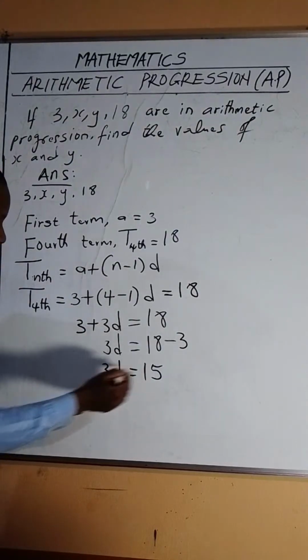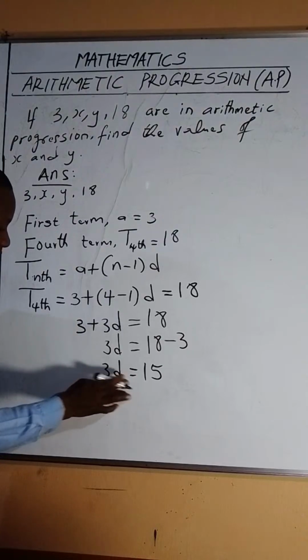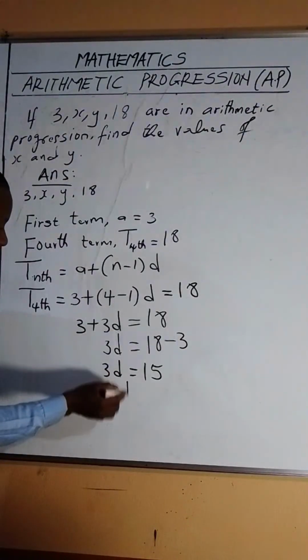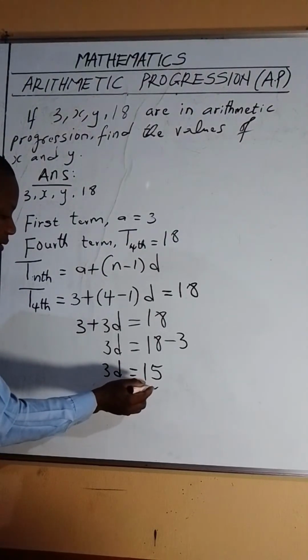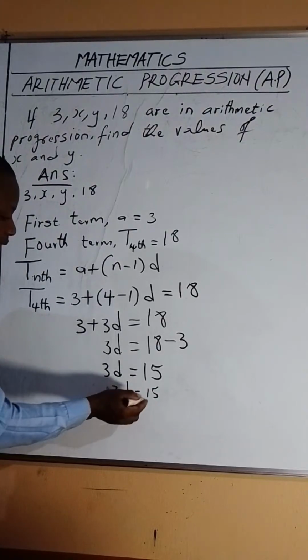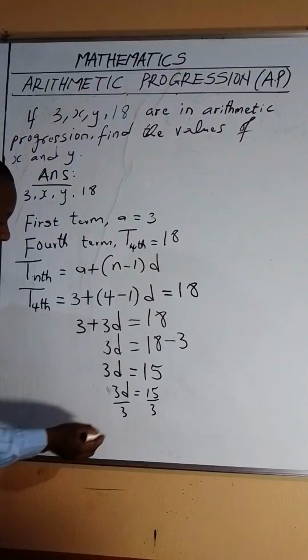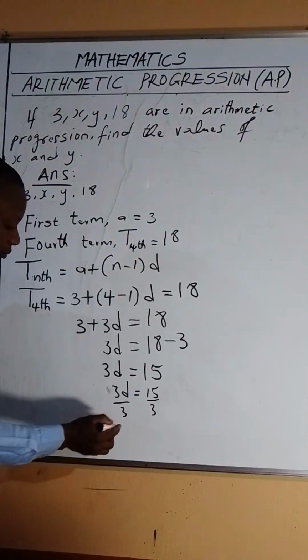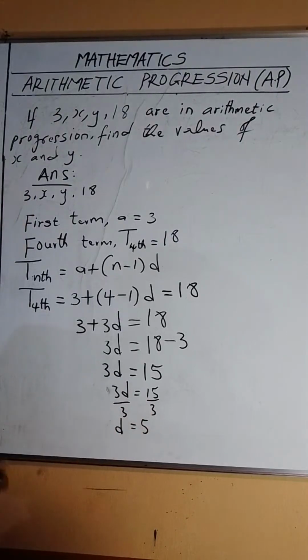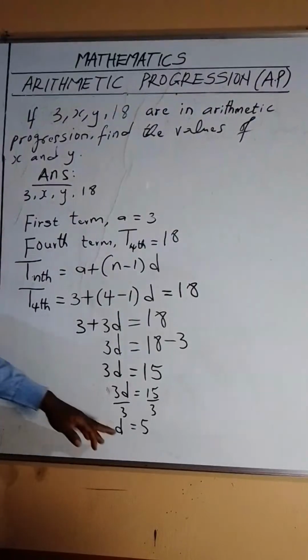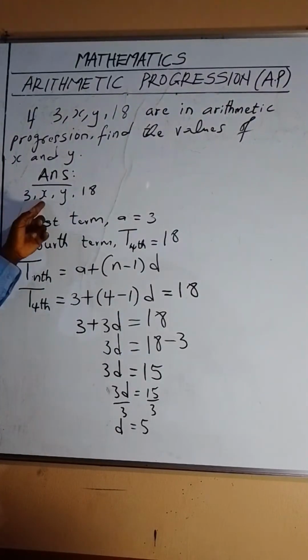Then we can divide both sides by 3. So 3D is equal to 15. So we divide by 3 and divide by 3. Therefore, our D is equal to 15 divided by 3, which is 5. So 5 is the common difference, which means we are going to keep adding 5 to get the next consecutive numbers. Okay, to get the next higher number, rather. The common difference is the number that will be added.